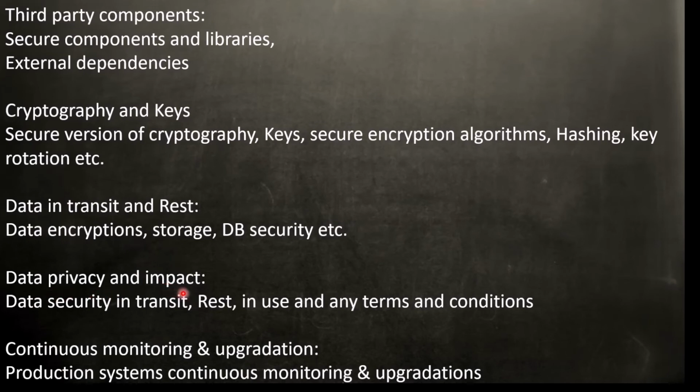Then data privacy and impact. When we use the application data, whether in transit, at rest, or in use, all the dimensions we need to secure. We need to create the design rules to achieve end-to-end security for data privacy. Continuous monitoring and upgradation. When we deploy the environment, the production system we need to monitor continuously, and we need to upgrade the components and fix the vulnerabilities. These guidelines we also need to provide when we create the design architecture document.